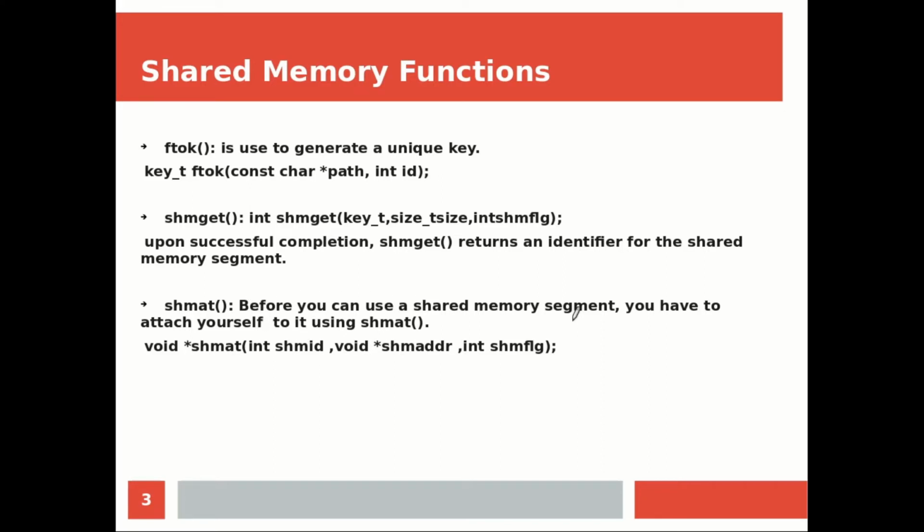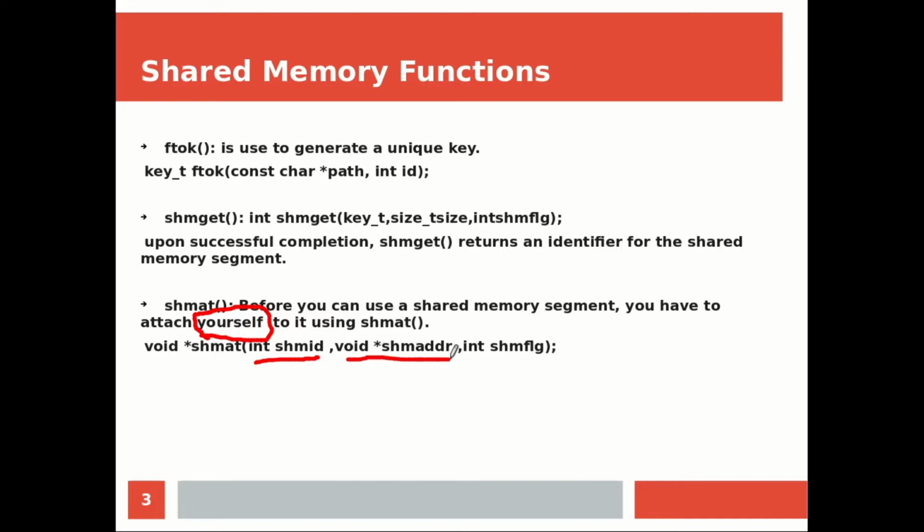Before you can use a shared memory segment, you have to attach the shared memory to a process. This is done by using the shmat function. It attaches the shared memory to the executing process. The syntax for this function is void *shmat, with int shmid, which is returned by the shmget function. The shmget function returns one ID, and that is given as an argument to the attach function.